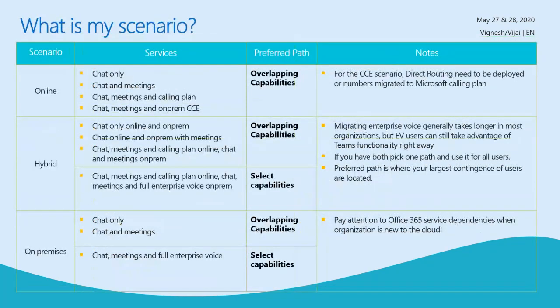And this, again as we mentioned, is based on experience; it's the preferred path. If your organization is purely online, where everything is online, then you can go with overlapping capabilities, basically the island mode, side by side with overlapping features. If you have a hybrid scenario, you can go with overlapping capabilities as well as selected capabilities. And if it is on-premises, then again a combination of these things. So based on your scenario, you can select which approach you want to go with. And again, it can be a mix and match.